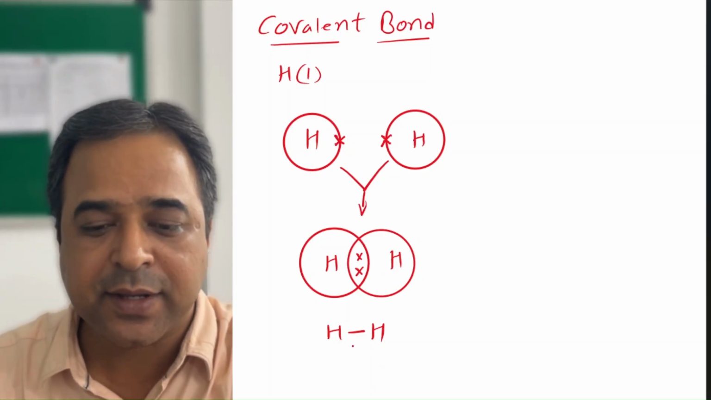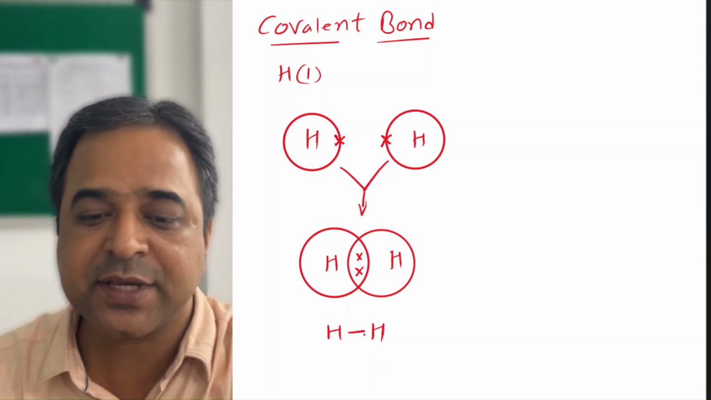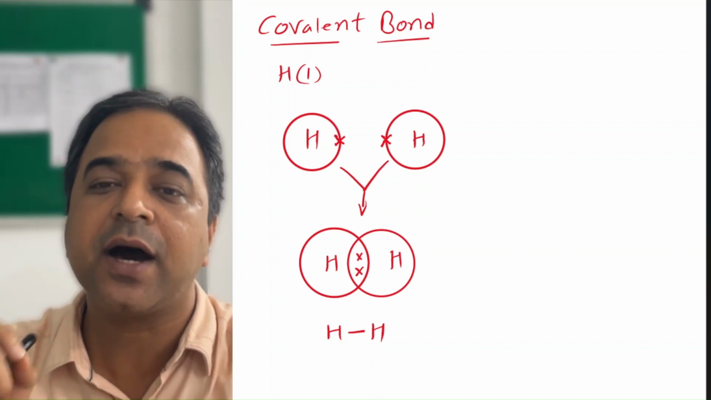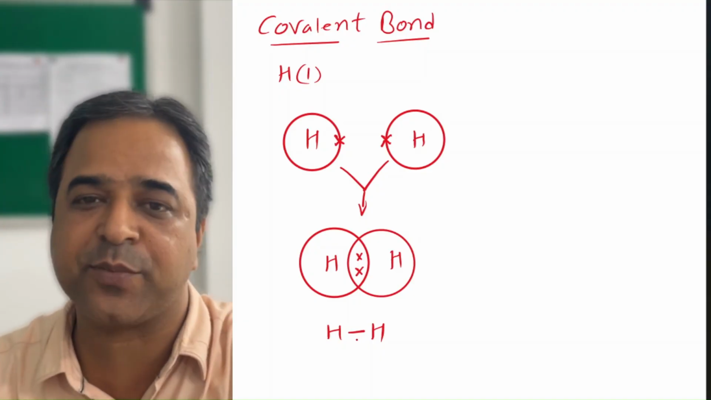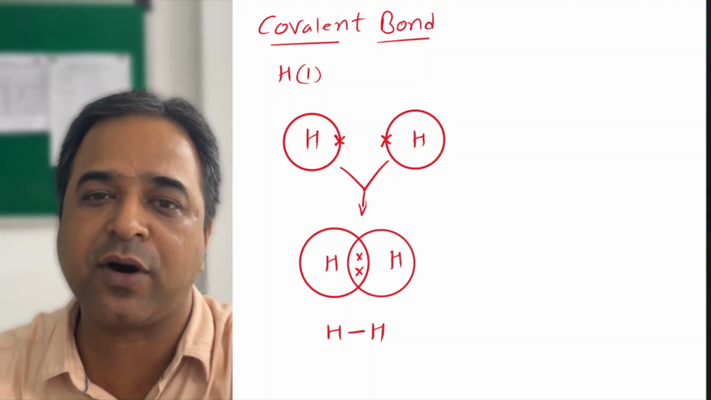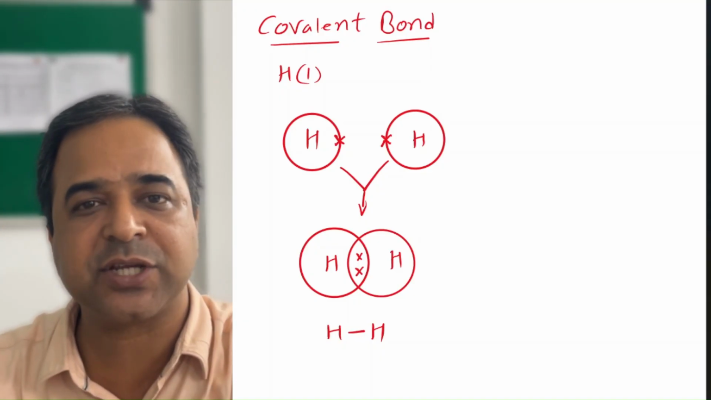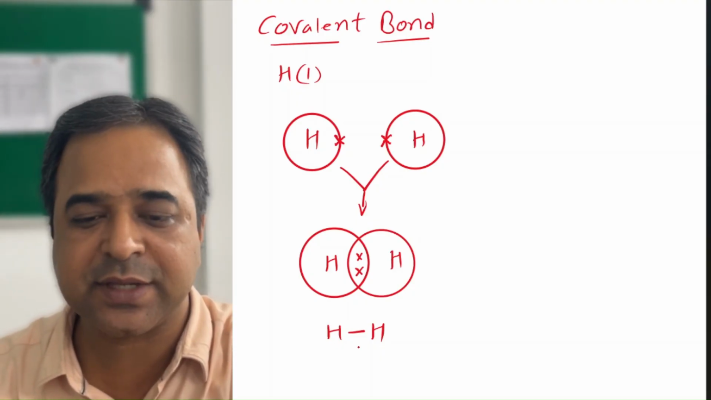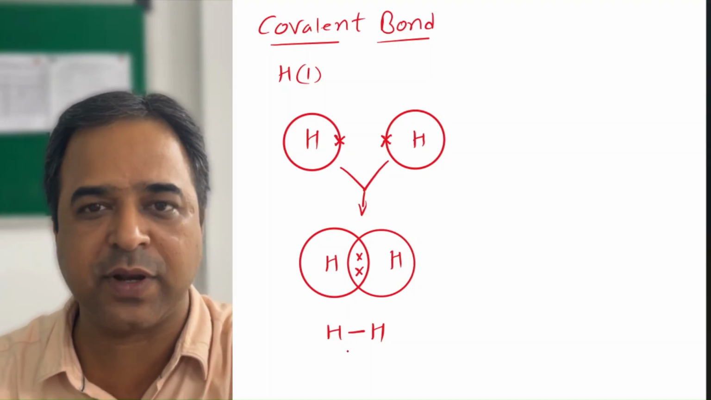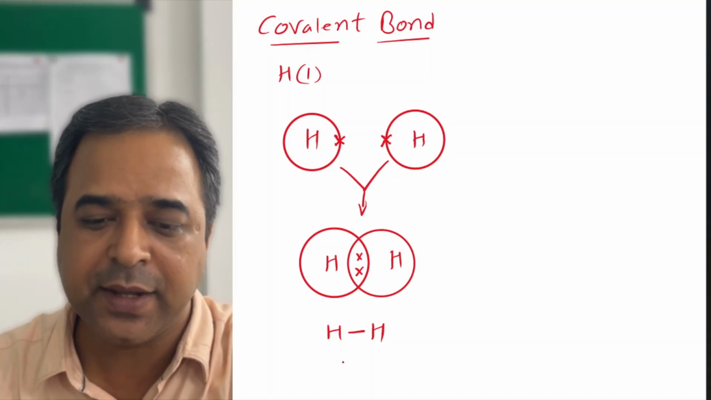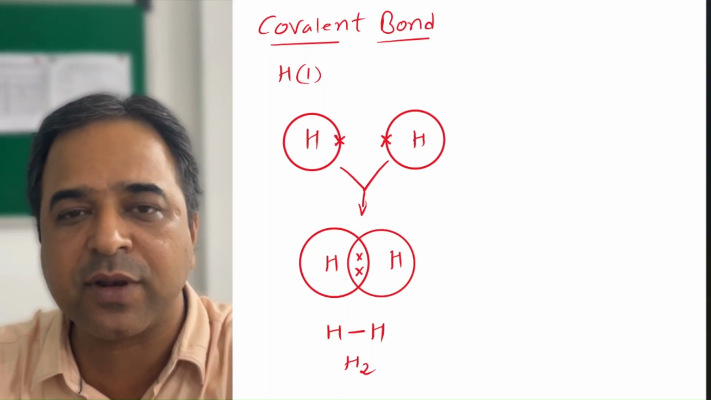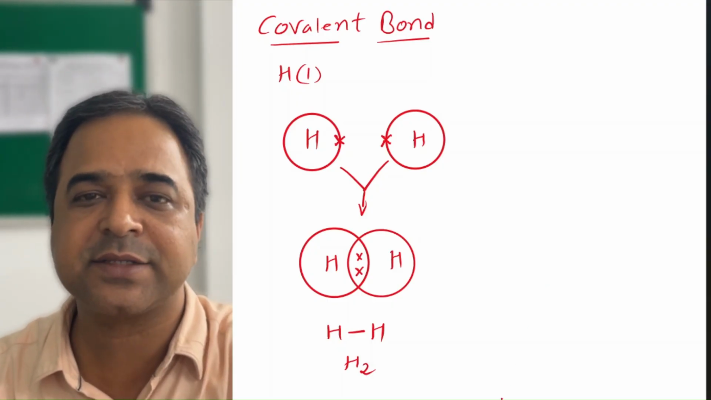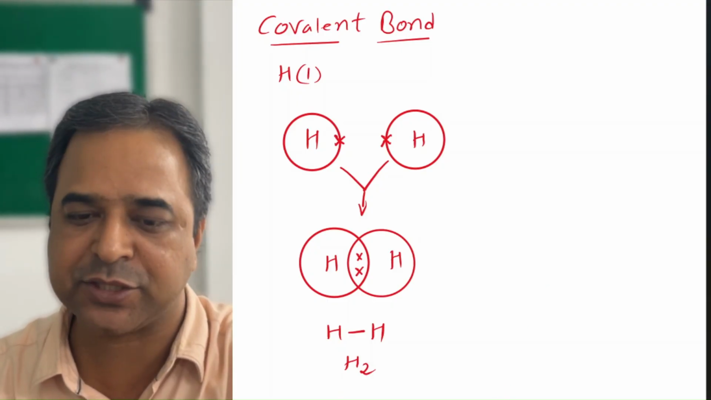So here, how many electrons is this hydrogen sharing? A pair of electrons. So this dash also represents a shared pair of electrons. Since they are sharing only one pair, it has only one covalent bond. This can be written as H2 as its molecular formula, or in its diatomic condition.